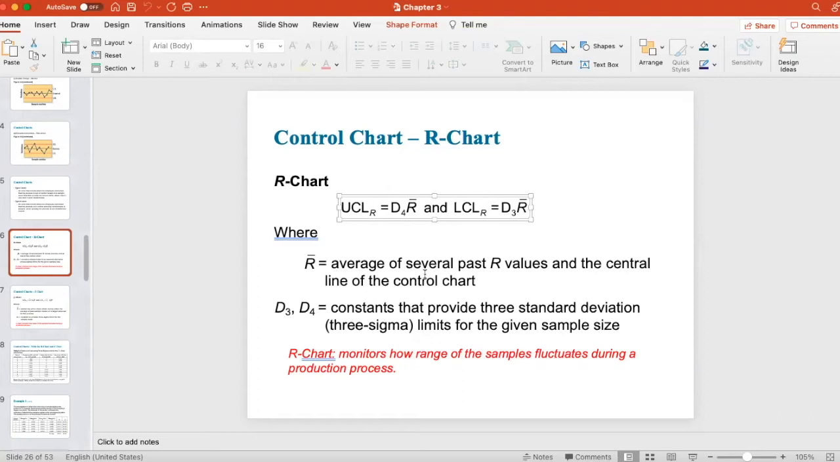And R bar represents the average of the sample range. You may get a little bit confused about the definition. We'll use a very clear example to illustrate this. Just wait for a second.